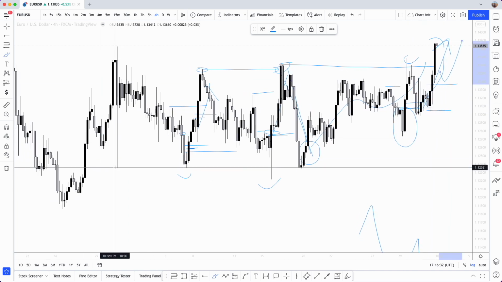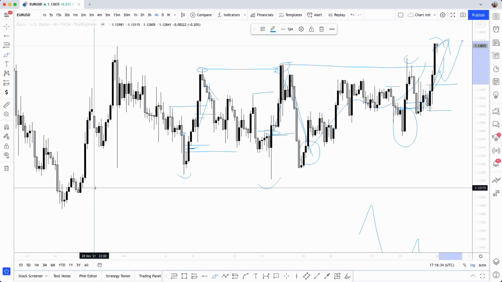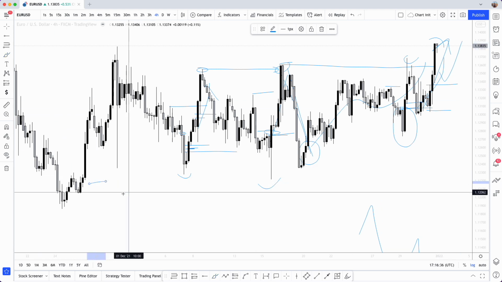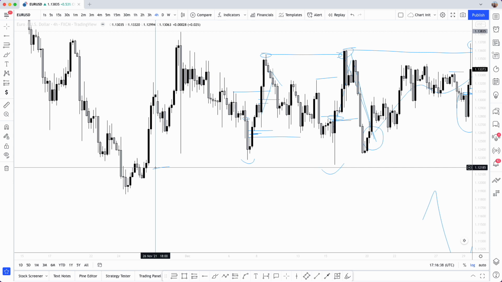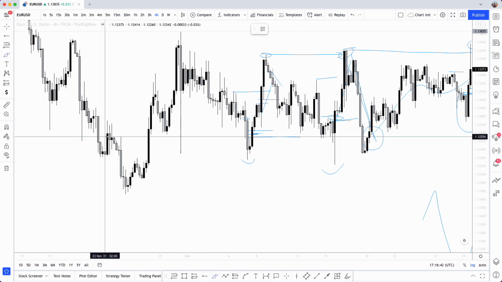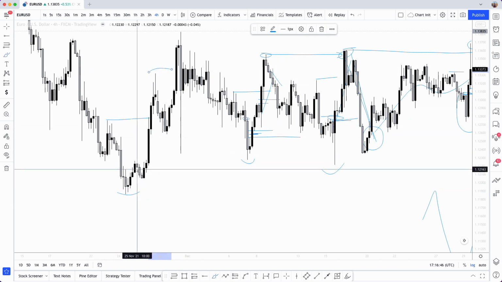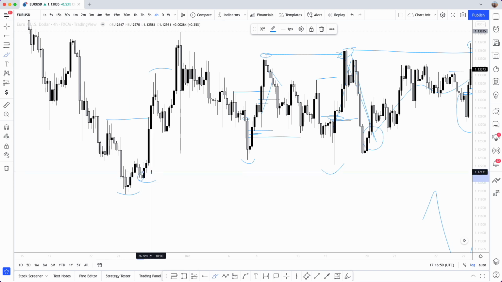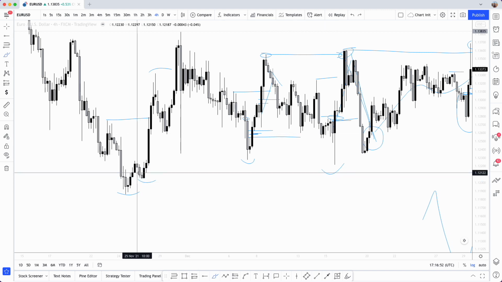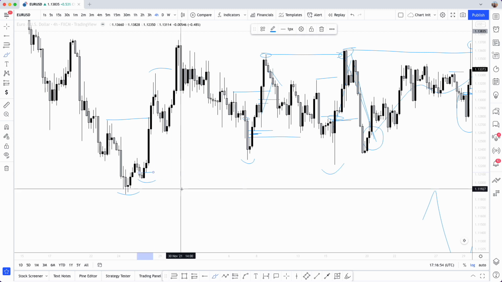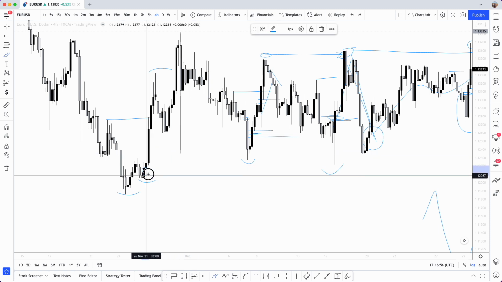Now when you have situations like this, for example, so let me get rid of that. In terms of our structure break here, we have this low, then we have the break. This break came from here. Now this of course is the OB. However, above this OB, there's no form of imbalance. What we can see is this wick. This wick has come back to correct the imbalance.